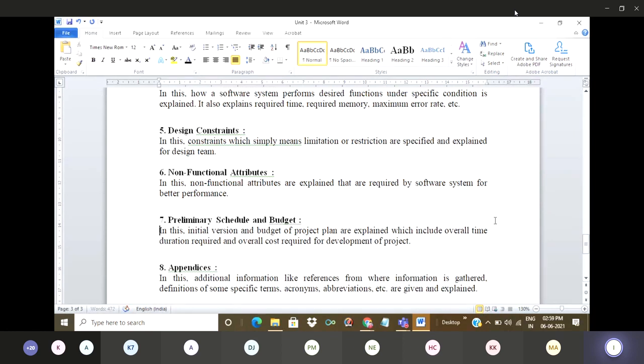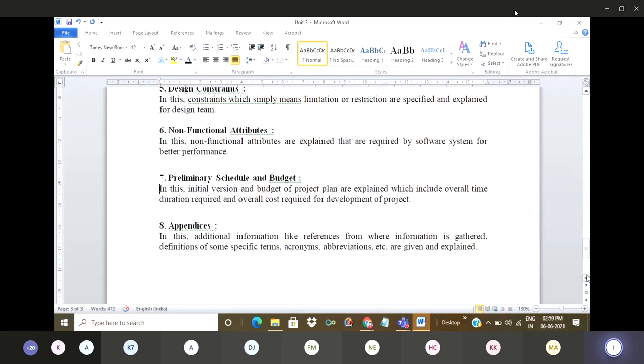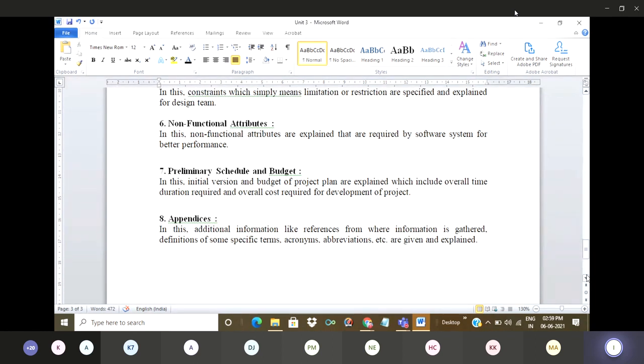Next is preliminary schedule and budget. In this, the initial version of the project plan and budget is explained, which includes the overall time, duration required, and overall cost required for the project development. Preliminary schedule and budget is nothing but the version and budget of the project, which must be explained, including time, duration, and cost of the project.